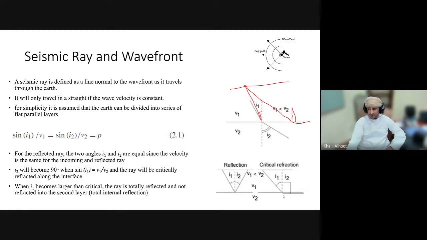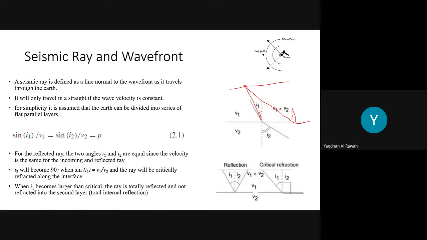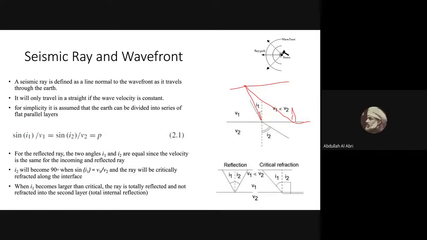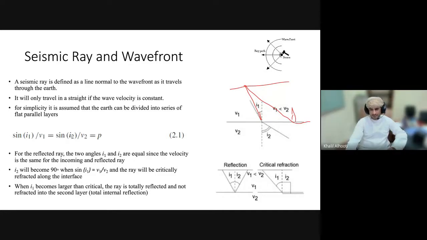What do you think is sine theta in the case of critical refraction? 90. Sine 90, how much is it? Sine 90 is not zero, it is one. Sine 90 is one, cos 90 is zero. So this value is going to be one. This is 90 degrees to the normal.